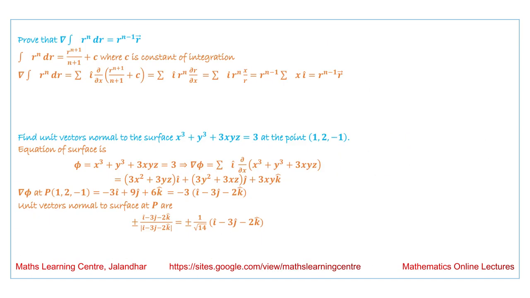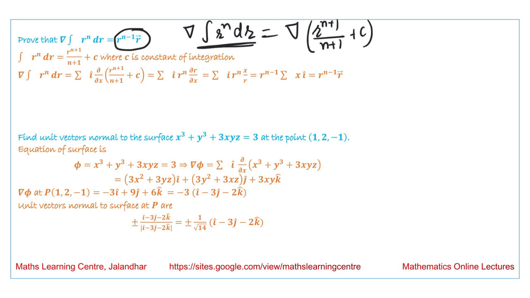Next we have, prove that the gradient of integral of r raised to the power n dr is equal to r raised to the power n minus 1 into r vector. Now if we calculate this integration, we obtain the gradient of r raised to the power n plus 1 by n plus 1 plus c. So this is equal to sigma i cap curly by curly x of r raised to the power n plus 1 over n plus 1. The derivative of c will be 0.